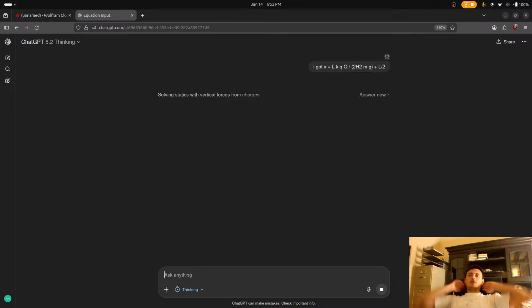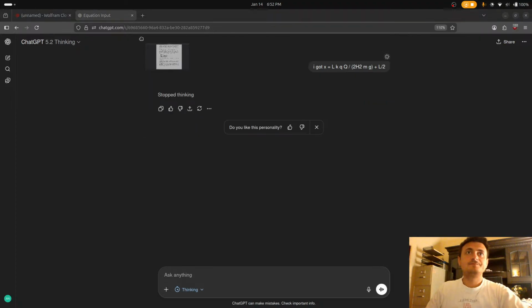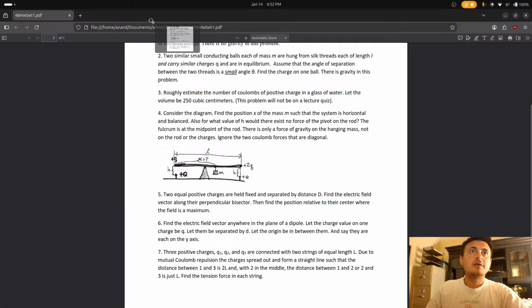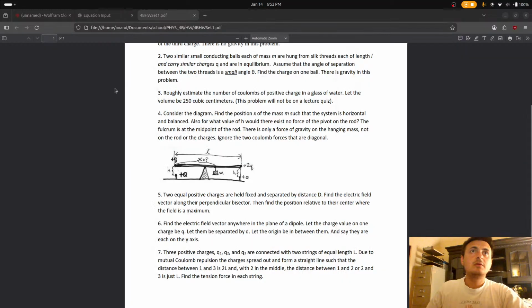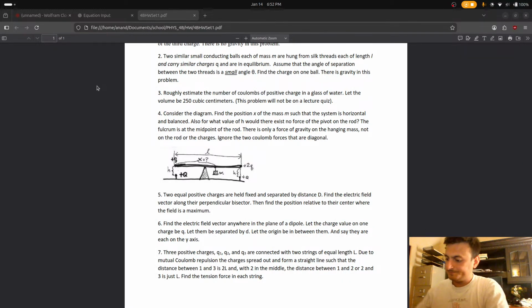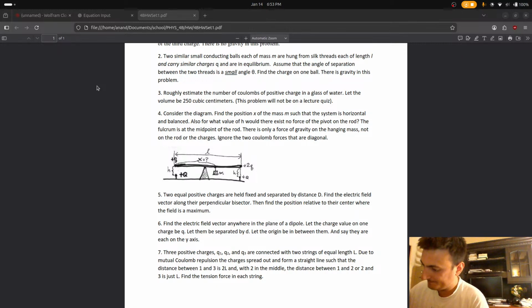Oh wait, I did the wrong problem. Hold on. Okay, wait, we need to do this problem. Okay, let's do this problem now. All right, so problem 4. Find the position x of the mass m such that the system is horizontal and balanced. Okay, so let's draw the pivot thing again. So it's length L.